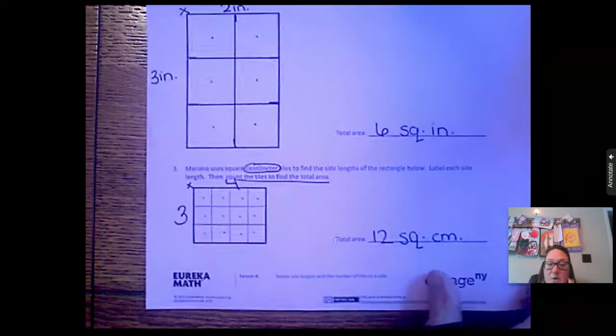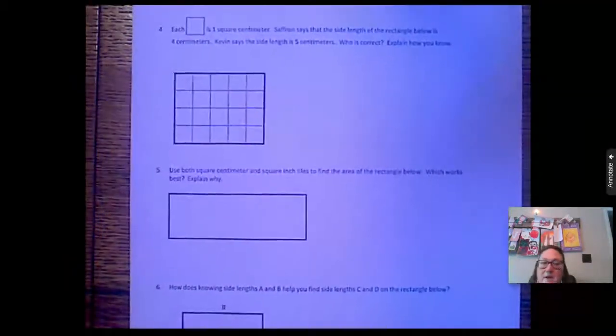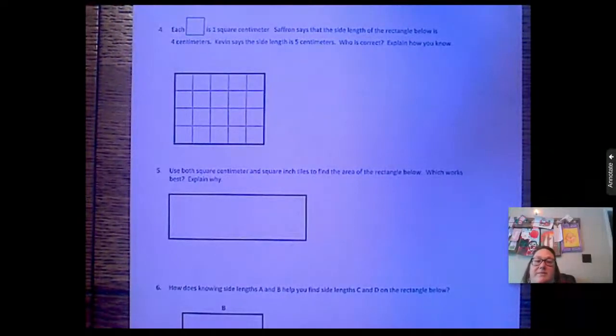All right. So if we're good with that, go ahead and flip it over. On the back, it says each square is 1 square centimeter. Saffron says that the side length of the rectangle below is 4 centimeters. Kevin says the side length is 5 centimeters. Who is correct? Explain how you know.